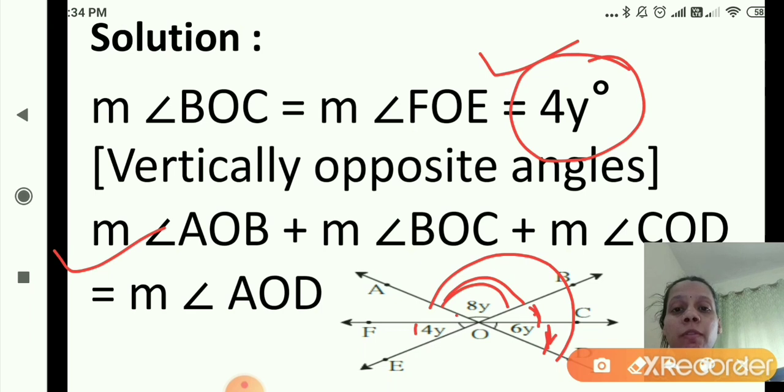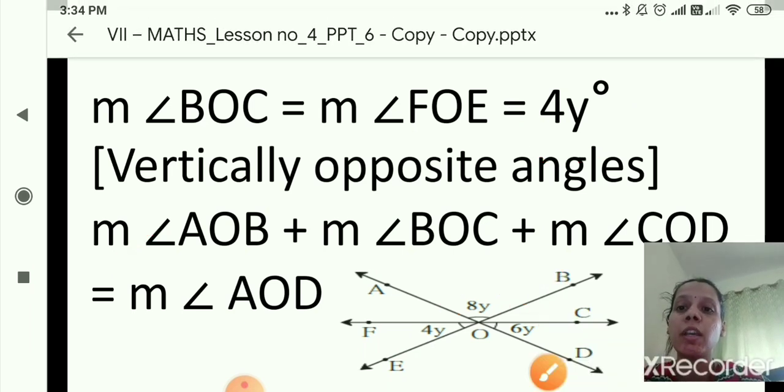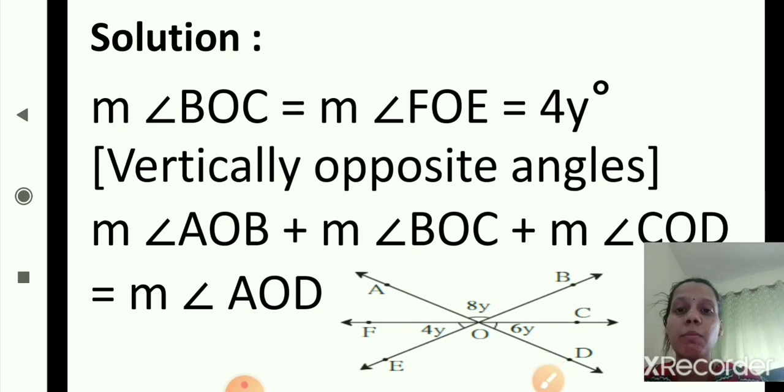Now what is the measure of angle AOD? Yes, the measure of angle AOD is equal to 180 degree, correct, because this is a straight angle. What is the measure of the straight angle? That is 180 degree, and this AOD is a straight angle, so its measure is 180 degree, right? So measure of angle AOB plus measure of angle BOC plus measure of angle COD is equal to measure of angle AOD, which is a straight angle, that is 180 degree.